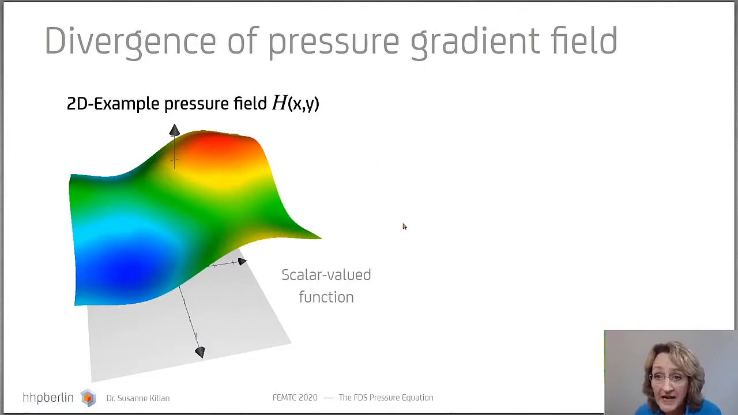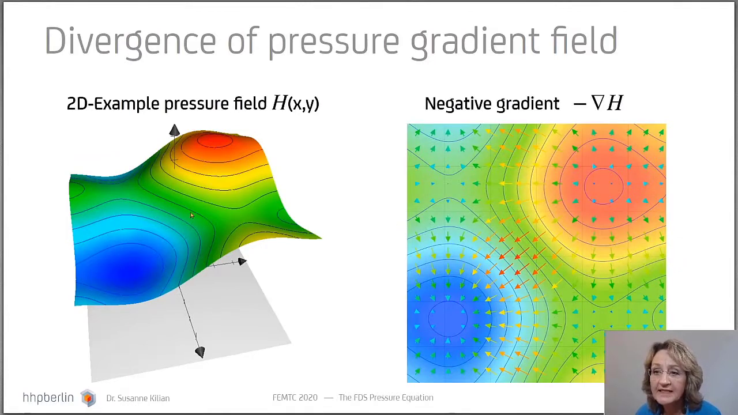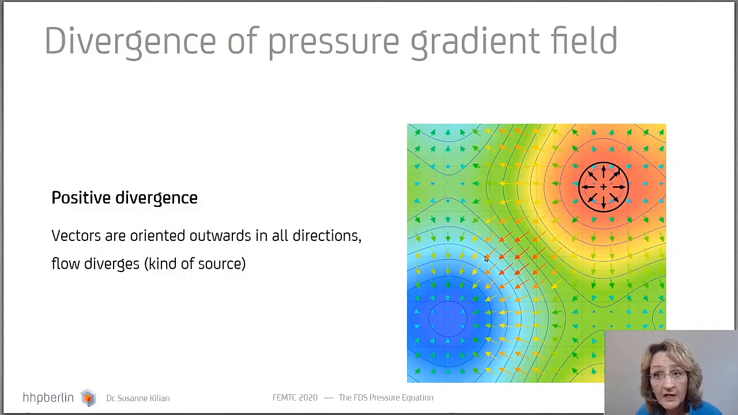Now, the gradient for each point exactly shows in the direction in which the values increase most. So here on the right-hand side, we see the negative gradient, which shows in the opposite direction, so from high to low pressure. Now, what's the meaning of the divergence of this gradient?